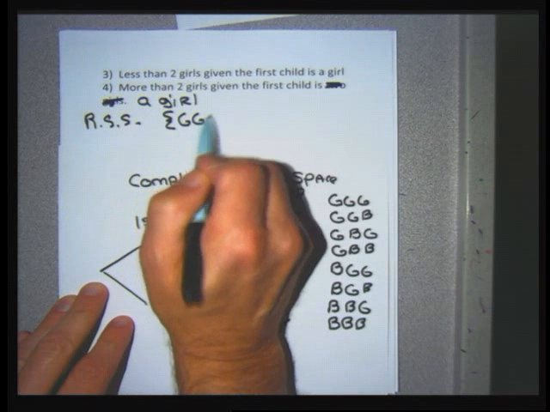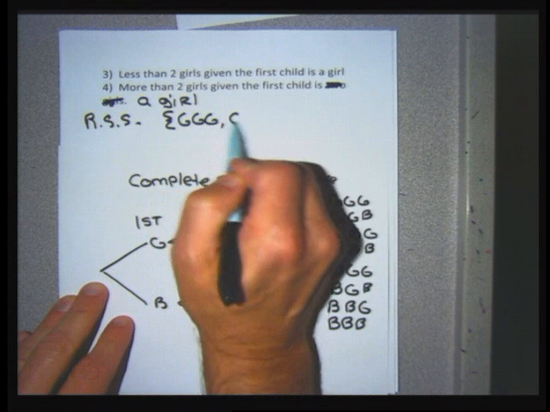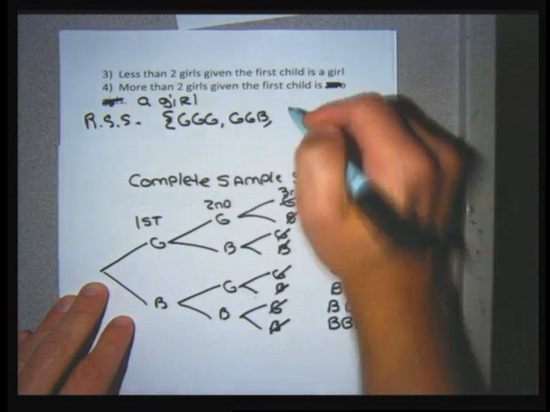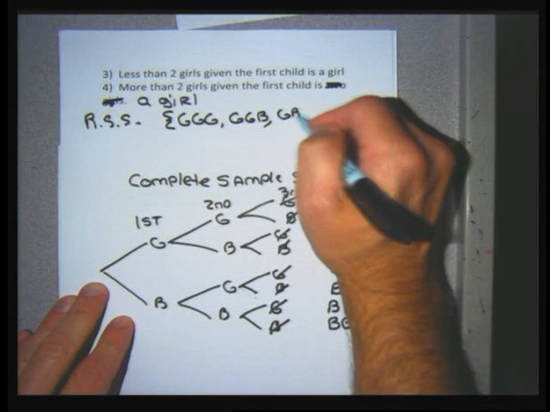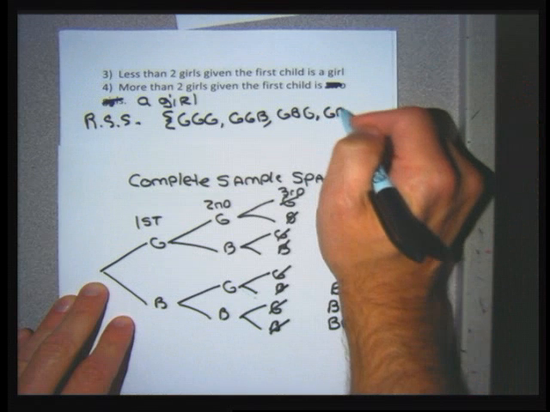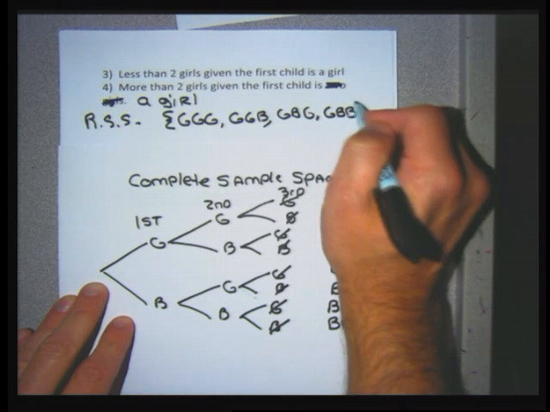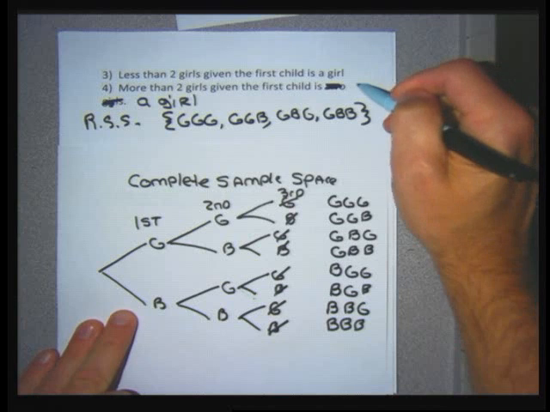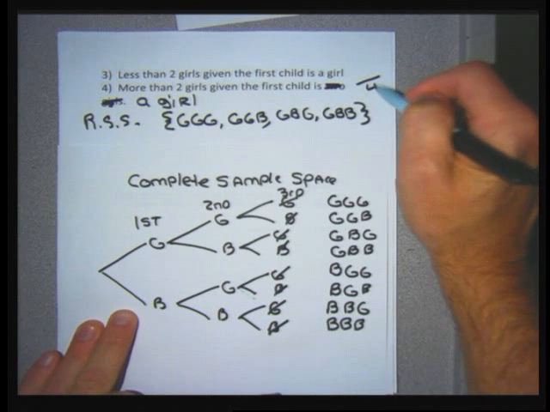So the girl, girl, girl, girl, girl, boy, girl, boy, girl, and girl, boy, boy. So for my tweaked, improved problem 4 and for your problem 3, the reduced sample space is going to have 4 elements in it. The ones that have the girl first, just like it was in problem 1.